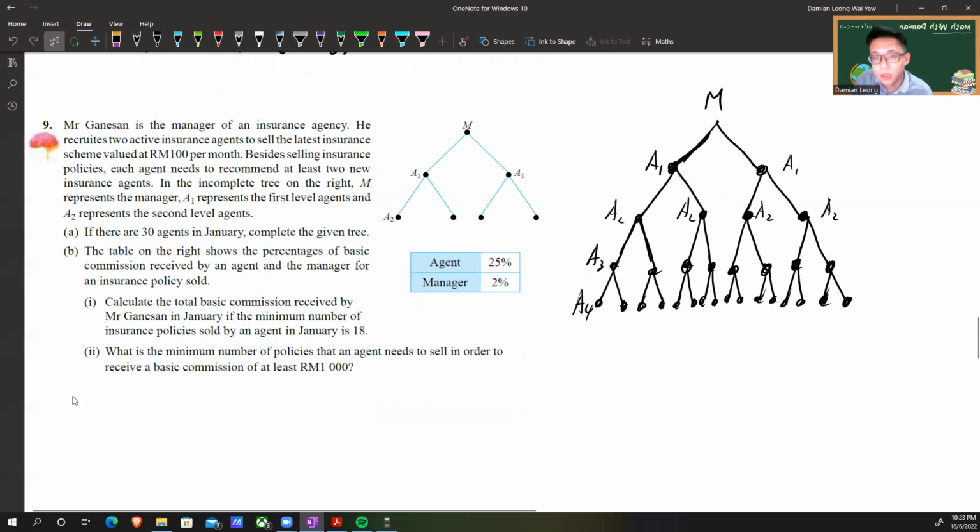For part B, the table here shows the percentage of basic commission received by an agent and the manager for every insurance policy sold. Calculate the total basic commission received by Mr. Ganesan in January, if the minimum number of insurance policies sold by an agent in January is 18. They say there are 30 agents in January, and the minimum number of insurance policies sold by one agent is 18.